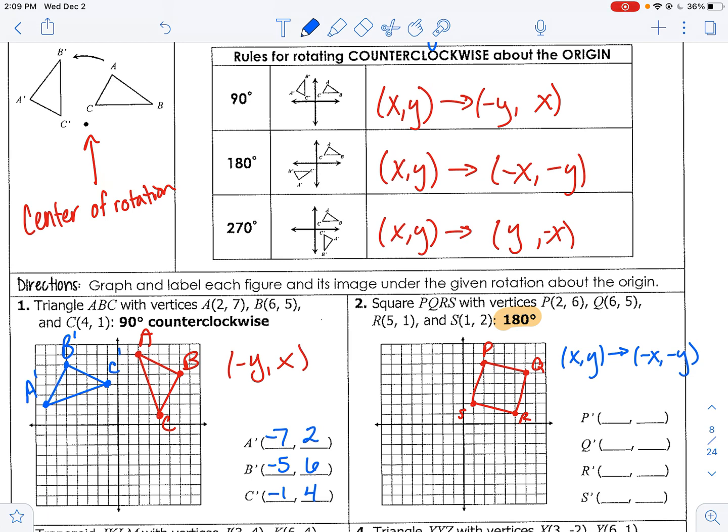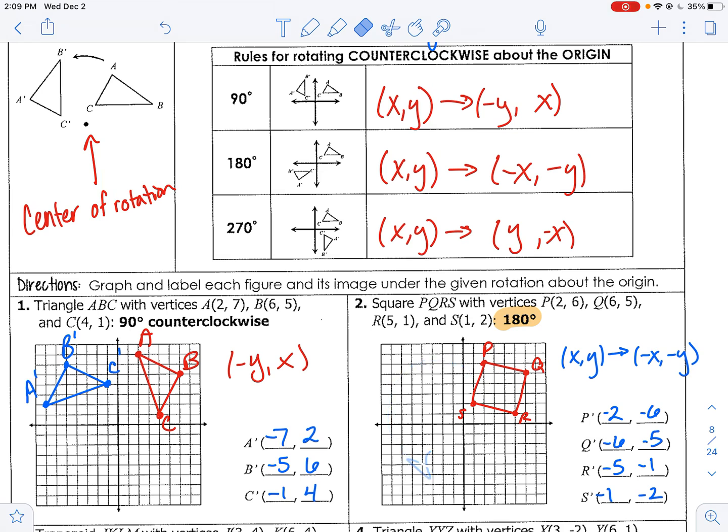All right, so we have a 180-degree rotation, again, counterclockwise. So I'm going to rotate this whole picture 180. And it's going to end up somewhere in that third quadrant. Let's get our coordinates. It's negative x, negative y. So xy goes to negative x, negative y, which would be negative 2, negative 6, negative 6, negative 5, negative 5, negative 1, and negative 1, negative 2. So that's going to be my coordinates.